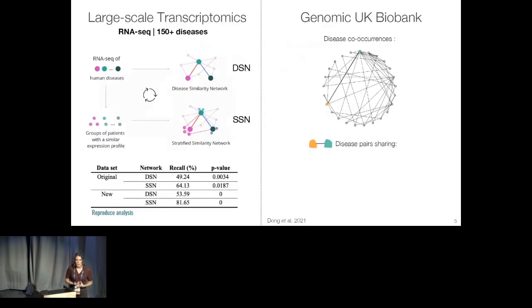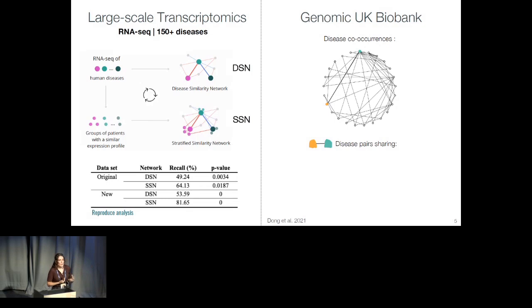For transcriptomic information, we use, again, RNA-seq studies for human diseases. We expanded our data sets around 3 times and reproduced the previous method to derive, again, networks connecting diseases and the disease subgroups. And it was nice to see that we were able to reproduce our results with even improved recalls at the stratified level of around 80%.